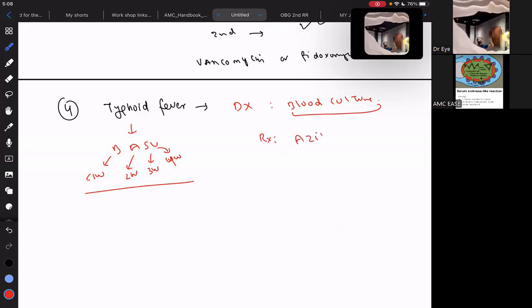Treatment is azithromycin. Please remember this. This is not ceftriaxone. This is your azithromycin orally, or we can go for ciprofloxacin. But remember that if the patient cannot take orally, or has severe nausea and vomiting, then we have to go for IV. As initial IV treatment, we can go for ceftriaxone or IV ciprofloxacin.